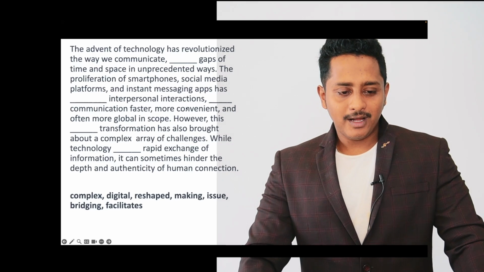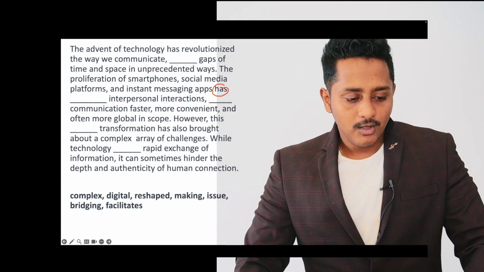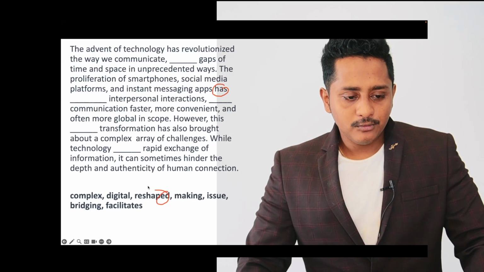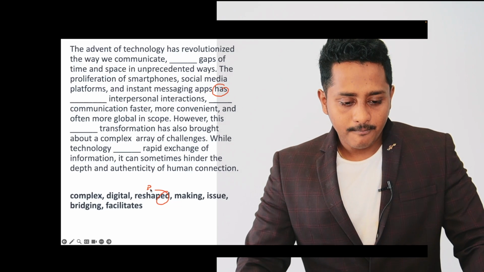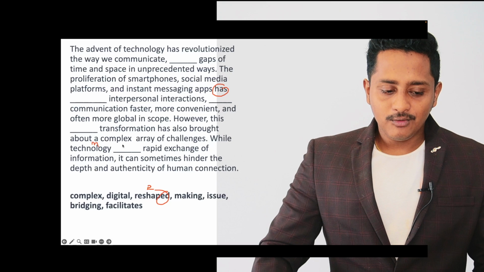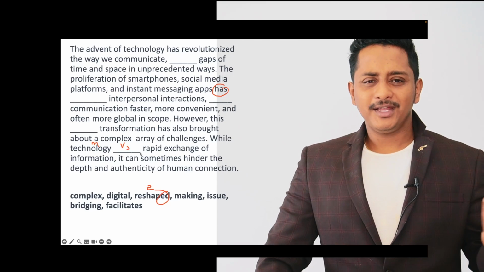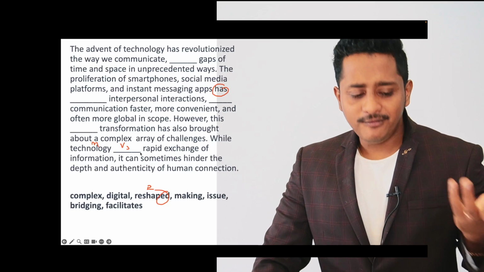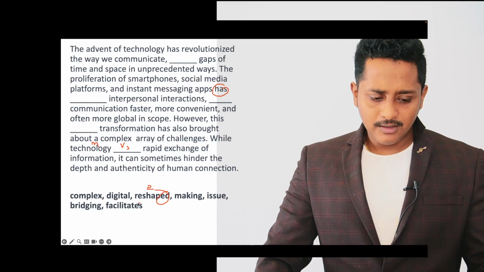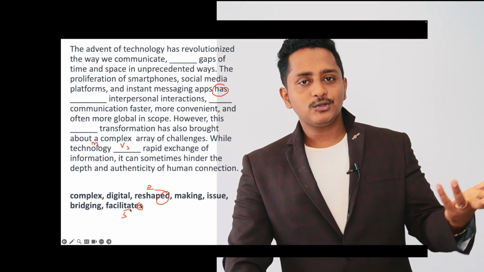As I told you, after has, verb 3 has to come. Only verb 3. This has to be the second one. Getting it? If technology is a noun, here a verb with s has to come, because it's technology, dash, rapid exchange of information. They're talking about a fact. Something with s, no other thing with s. Hey, 2 things I was about to solve within 5 seconds.